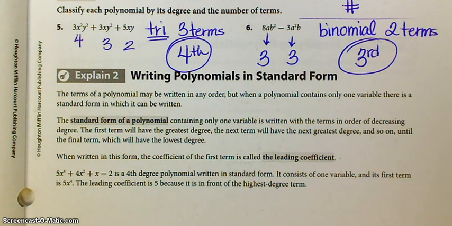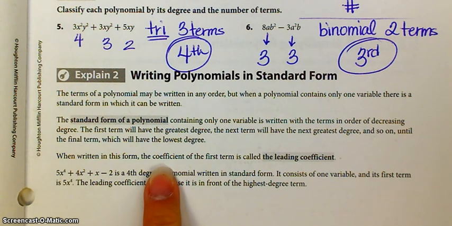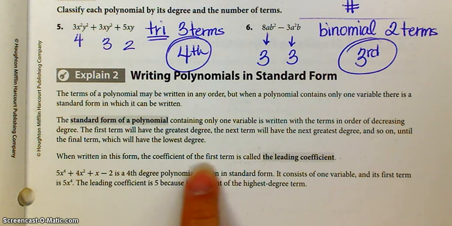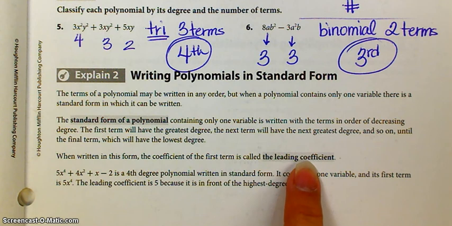So if you write a polynomial in standard form, the highest degree term is going to come first, followed by the term with the next highest degree, etc. And when you write a polynomial in that form, then the coefficient of the first term, the coefficient that goes with the term that's got the highest degree, is going to be called your leading coefficient.